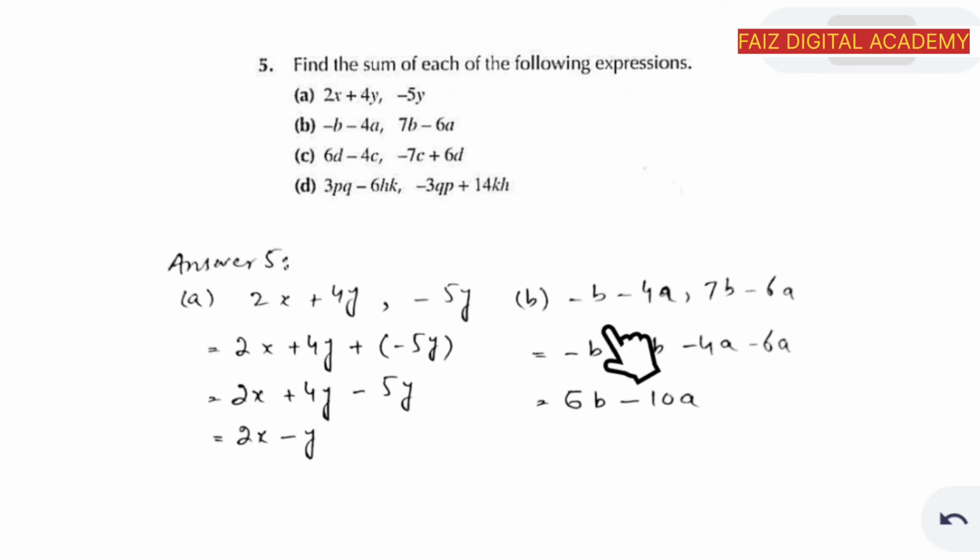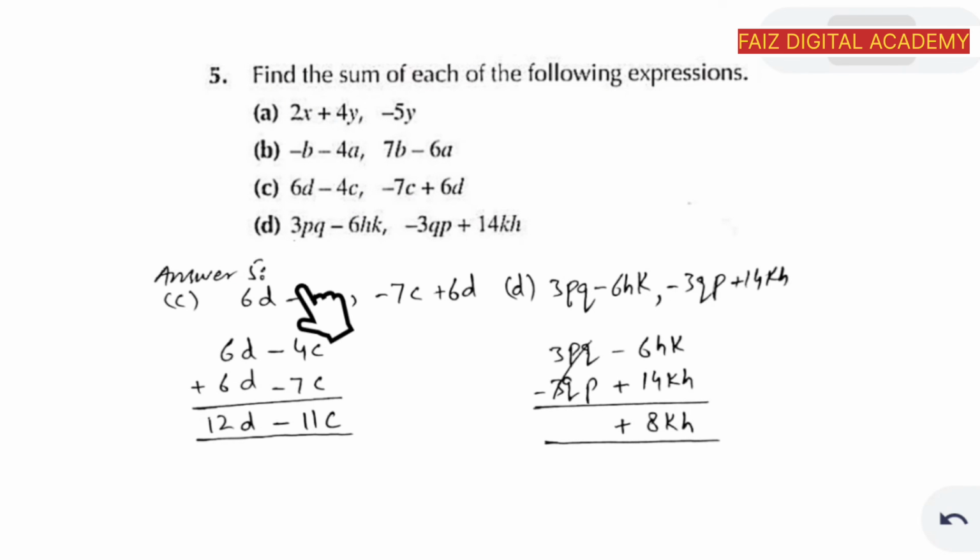In the B part, minus b minus 4a has to be added into 7b minus 6a. So this minus b plus 7b, and minus 4a minus 6a. Minus b plus 7b means we subtract 1 from 7 and get 6b. And then minus 4a minus 6a gives 10a, and both of these contain minus, so there is a minus sign with this.